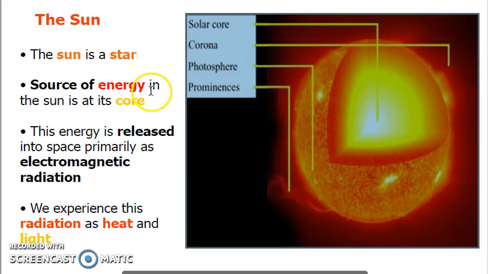As we know, the sun is a star and its source of energy is its core. We can see here in this diagram, in this picture, that the core of the sun is the major source of energy. This energy is released into space primarily as electromagnetic radiation. We experience this radiation as heat and light.